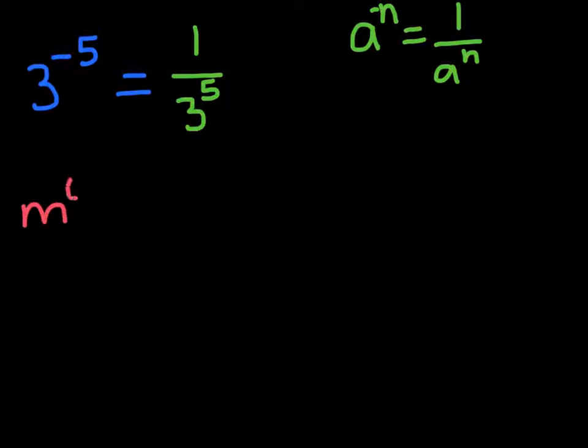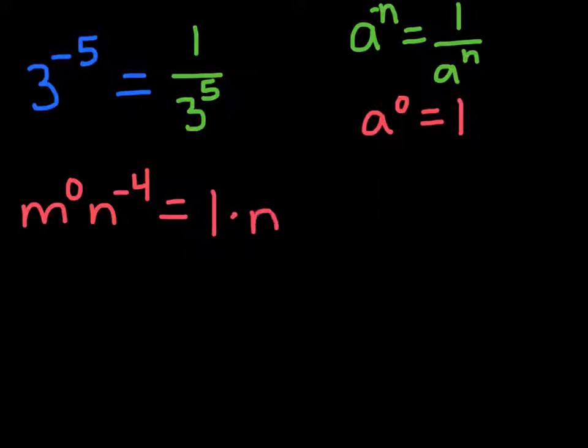m to the 0 and n to the negative 4. Let's rewrite it so it only uses positive exponents. m raised to 0 will be 1, because a raised to 0 is always equal to 1, times n to the negative 4, which will then be rewritten as 1 times 1 over n to the 4th. Let's try one more example.